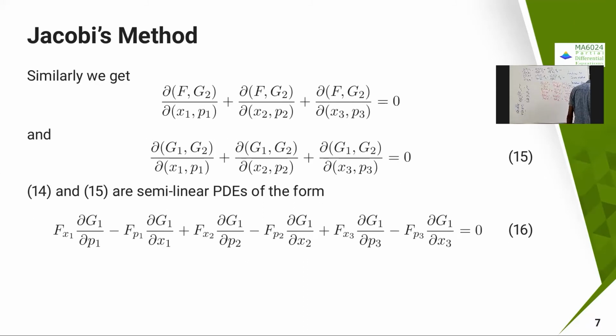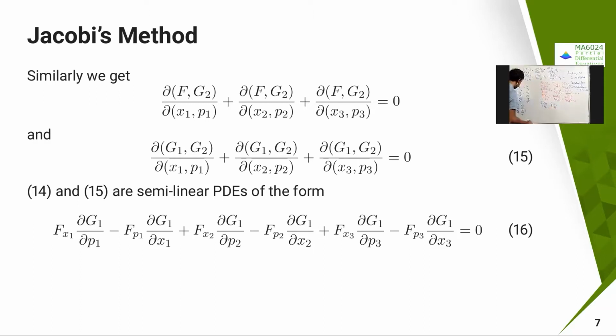Now, equations 14 and 15. If you see these two equations, these are semilinear PDEs. I can write them in the form of semilinear PDEs. Writing 14 and 15 this way, I have f_x1 into ∂g1/∂p1 minus f_p1 into ∂g1/∂x1.